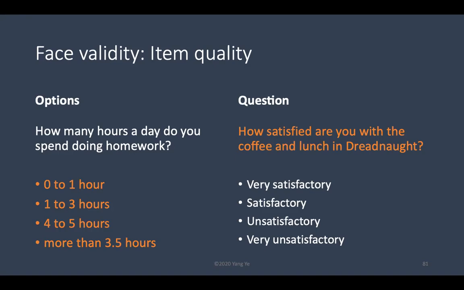And also you have a question like, how satisfied are you with the coffee and lunch in Dreadnought building, which is the building I'm working in. But because you are double-barreling the question with both coffee and lunch, you're getting some ambiguity in the question. So face validity can sometimes be told by just judging, first of all, whether the item measures what it's supposed to measure. Also, do you have high quality items, which are clear, unambiguous items in terms of meaning and in terms of options?